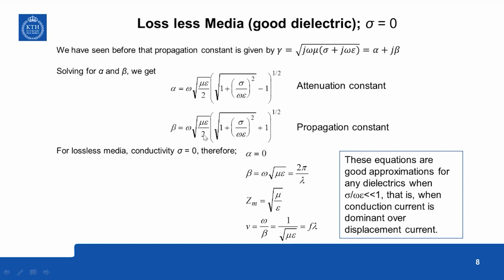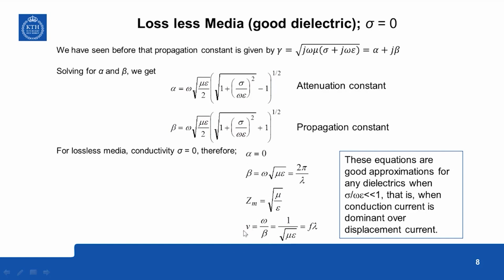So this square root of 2 and this cancels, and you get beta equal to omega square root of mu epsilon, which is nothing but 2 pi by lambda. Now intrinsic impedance Zm becomes square root of mu by epsilon. That you can see by substituting sigma equal to 0 in this expression for intrinsic impedance of the medium that you have seen before.